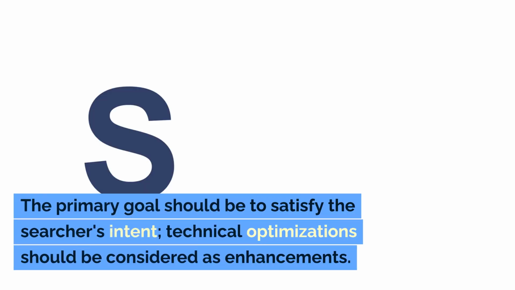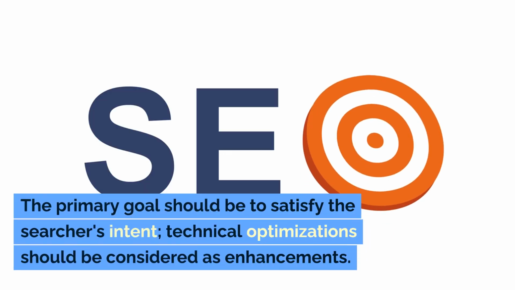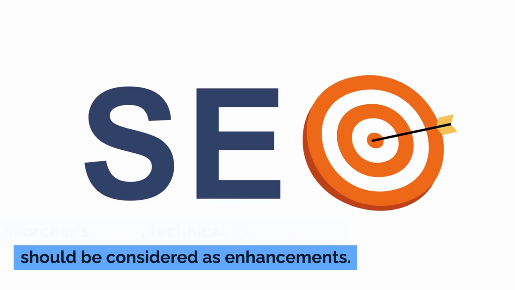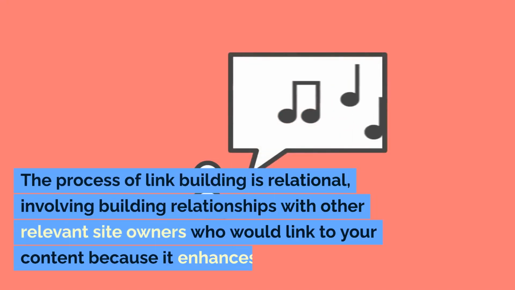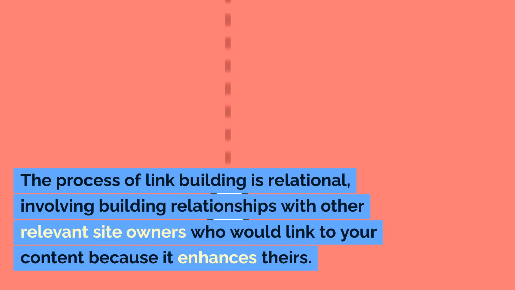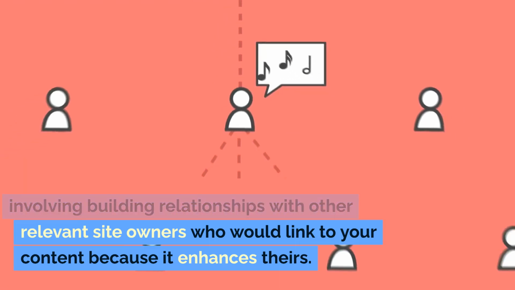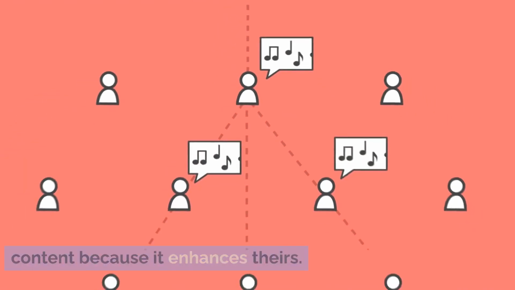The primary goal should be to satisfy the searcher's intent. Technical optimization should be considered as enhancements. The process of link building is relational, involving building relationships with other relevant site owners who would link to your content because it enhances theirs.